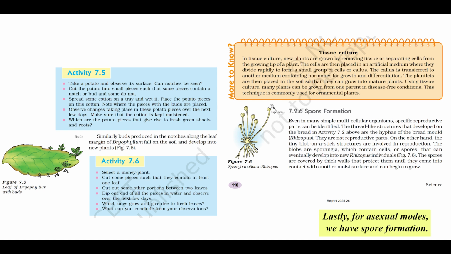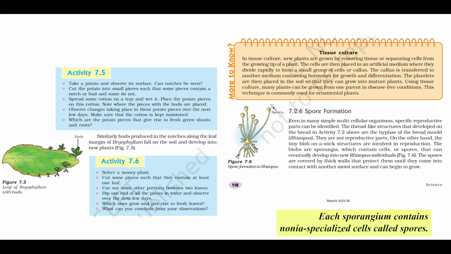Lastly, for asexual modes, we have spore formation. This is observed in many simple multicellular organisms. A prime example is the common bread mold, Rhizopus. If you look closely at bread mold, you see fuzzy, thread-like structures spreading. Those are hyphae. They're vegetative, mostly for absorbing nutrients, not direct reproduction. The reproductive parts are the tiny blob-on-a-stick structures standing upright. Those blobs are called sporangia.